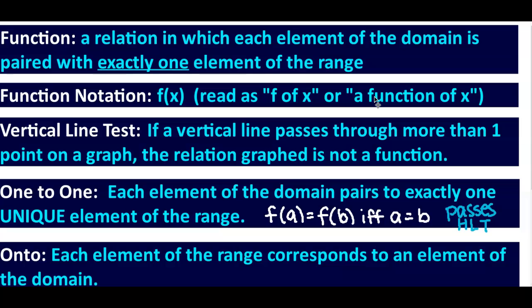The vertical line test is a test we use to determine if a graph is a function. If functions are one-to-one, each element of the domain pairs to exactly one element of the range, and it will pass the horizontal line test.